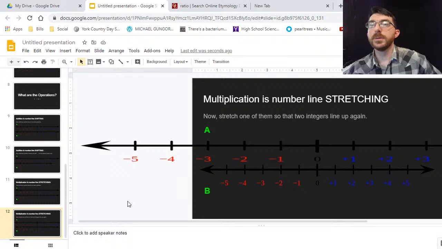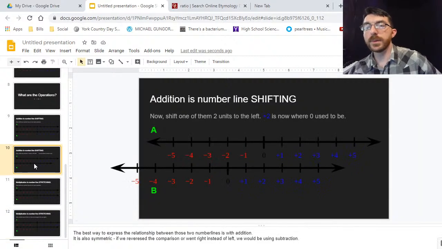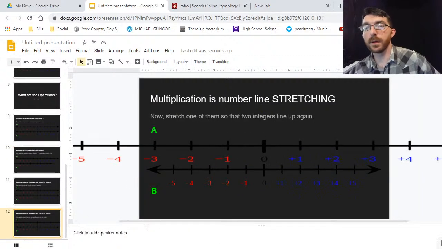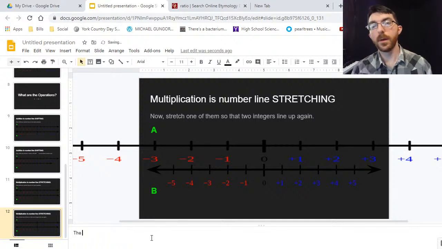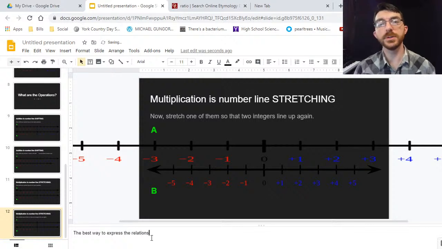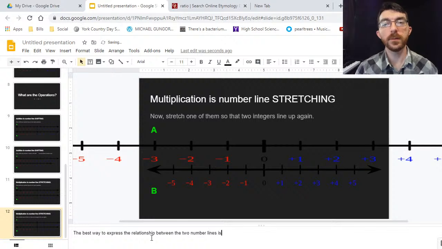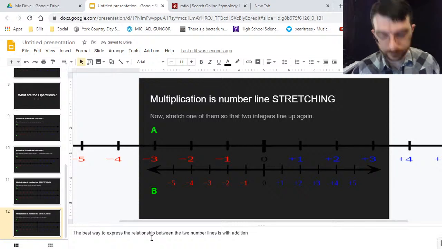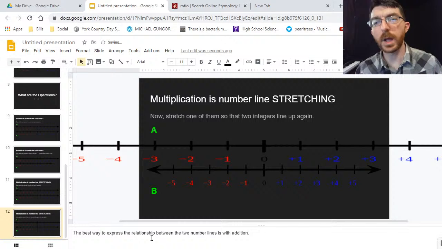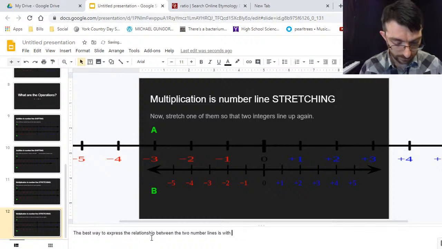Stretch one of them so that two integers line up again. Got it. And what was the best way to express the relationship between the two number lines? It is with addition. Oh, sorry. This was multiplication.